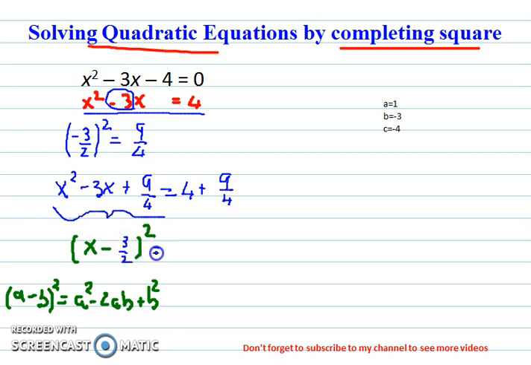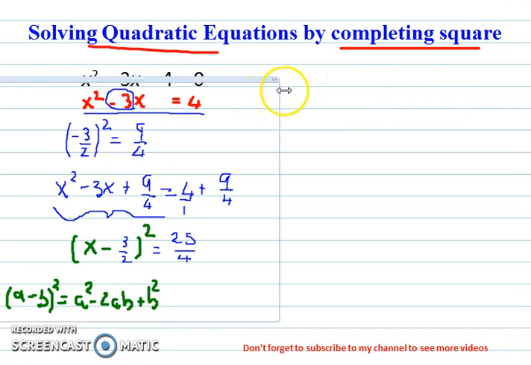And on this side, we have a common denominator for the constant term here. You know, we have 1 right here, so the common denominator would be 4. 4 times 4 is 16 plus 9. We're going to have 25 over 4.